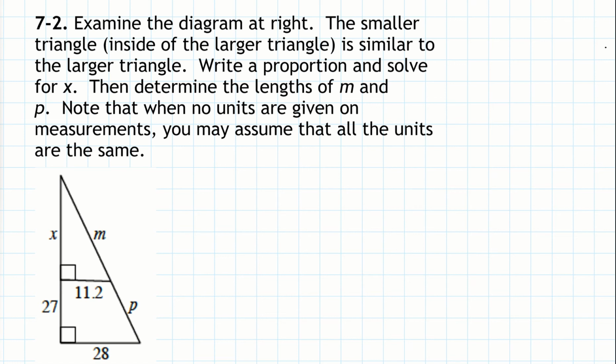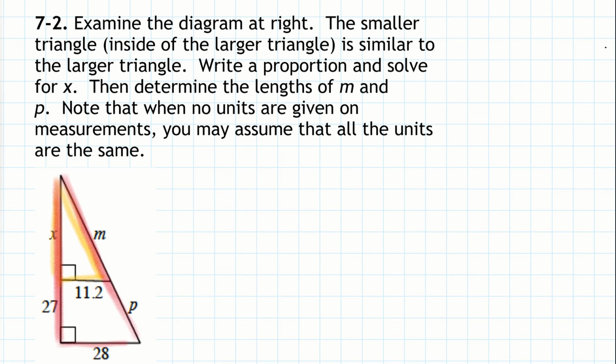It says examine the diagram at right. It's actually below. I moved it. The smaller triangle inside of the larger triangle is similar to the larger triangle. So we've discussed similarity yesterday, and it's important that we understand that we're talking about two different triangles here. There's one, and I'll highlight this with this yellow, that lives inside. This is the smaller triangle, but then we also have this larger one that I'll highlight in red. That's the entire thing, right? So there's two triangles here, and they're similar to each other.